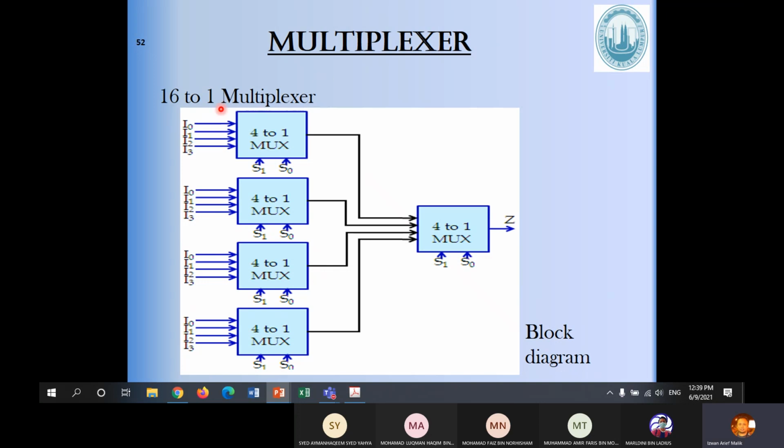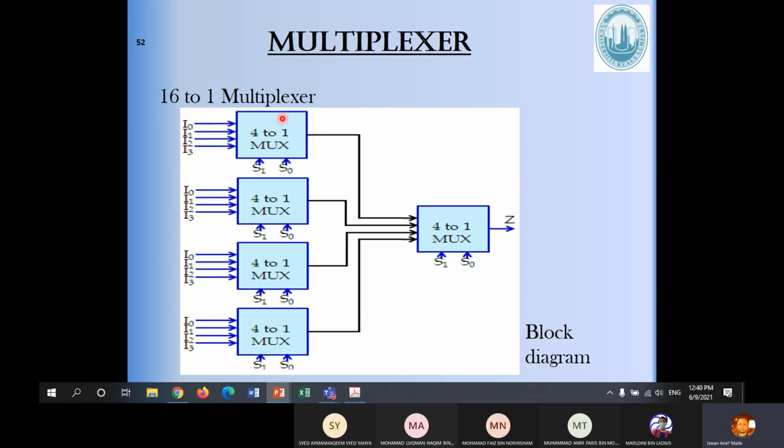And then we have the 16:1 multiplexer. So this should be more complex. But if you look at this diagram here, the block diagram of a 16:1 multiplexer, which is developed by combining 5 4-to-1 muxes. We combine 5 units of 4-to-1 mux. So 1, 2, 3, 4, 5. So how do you connect them?